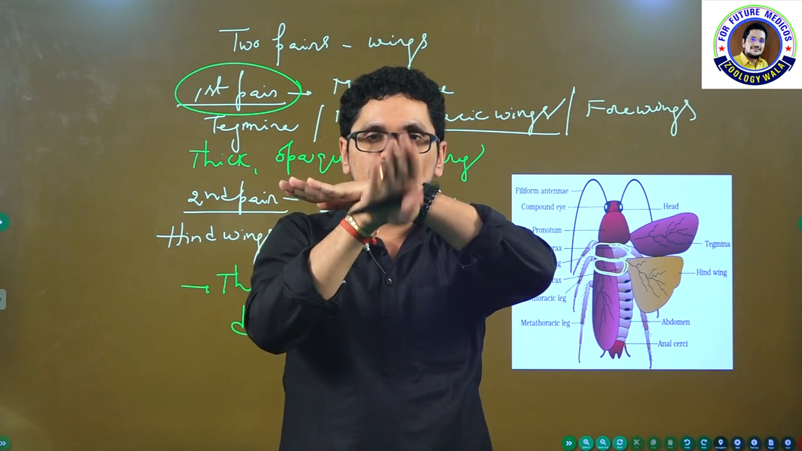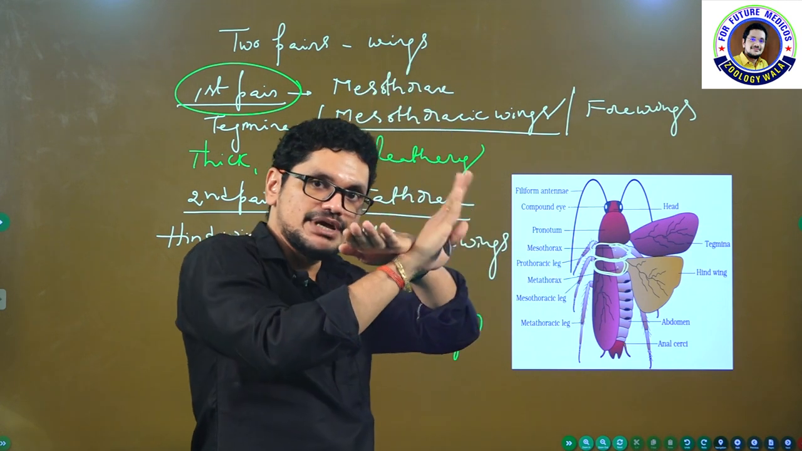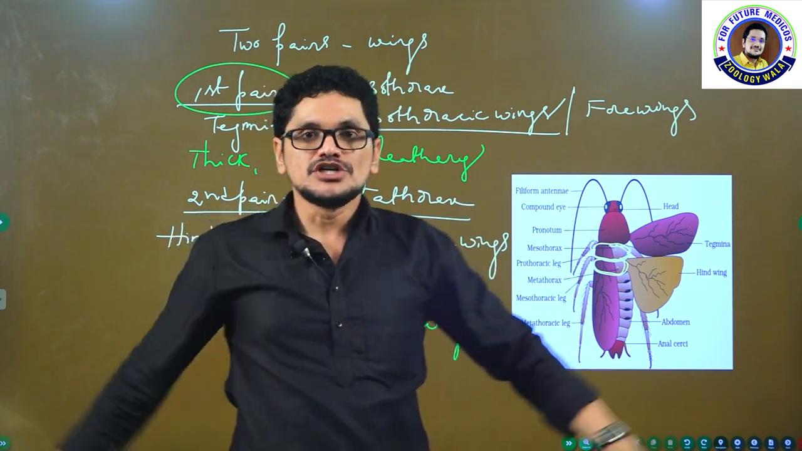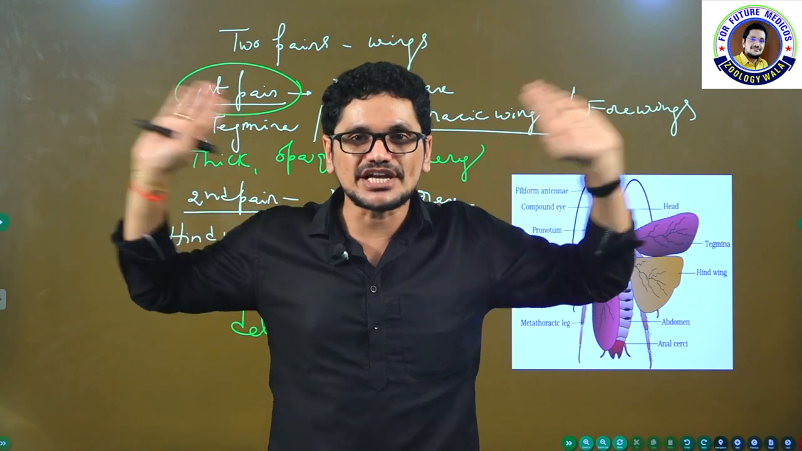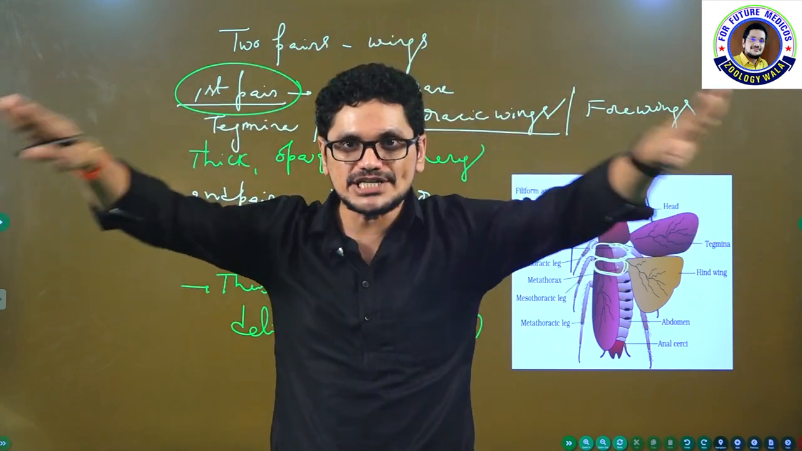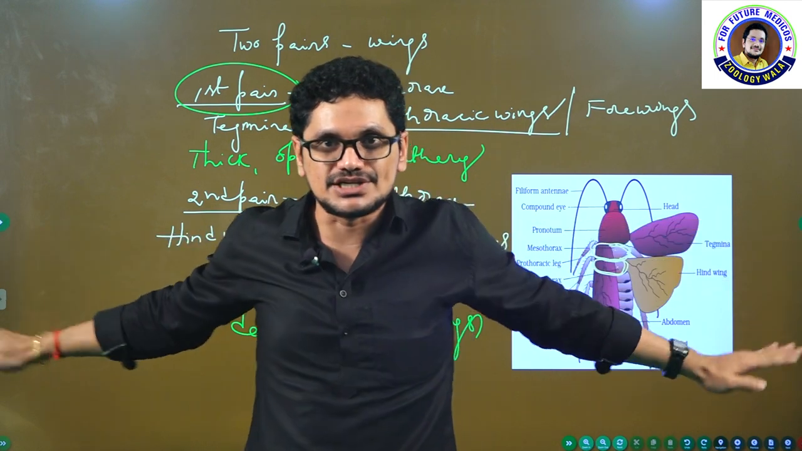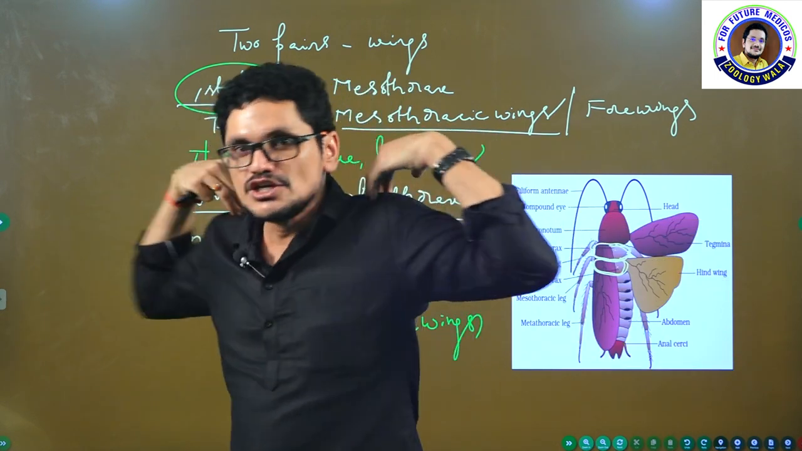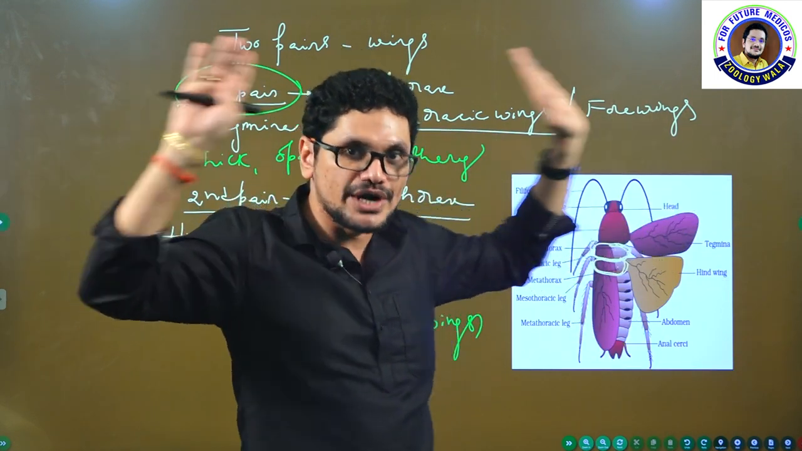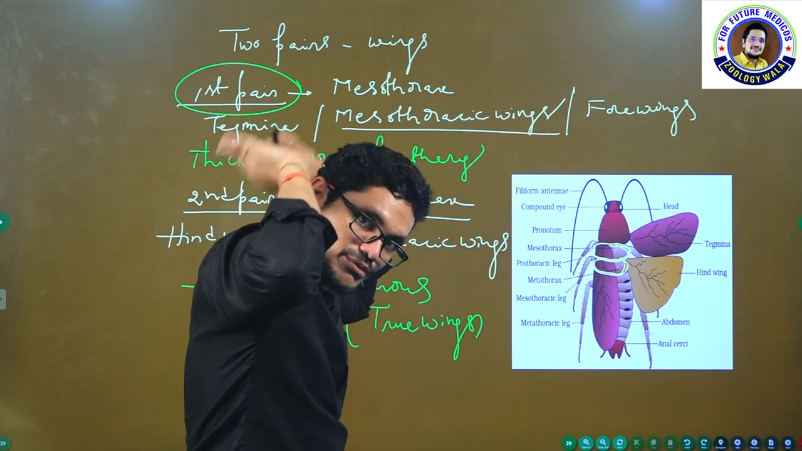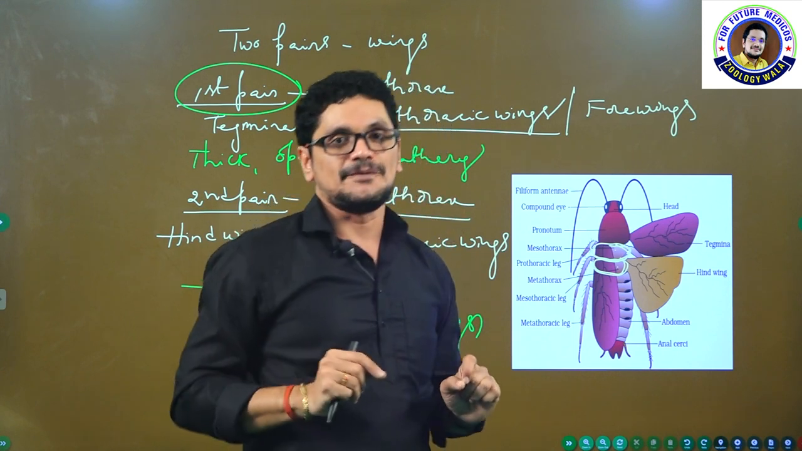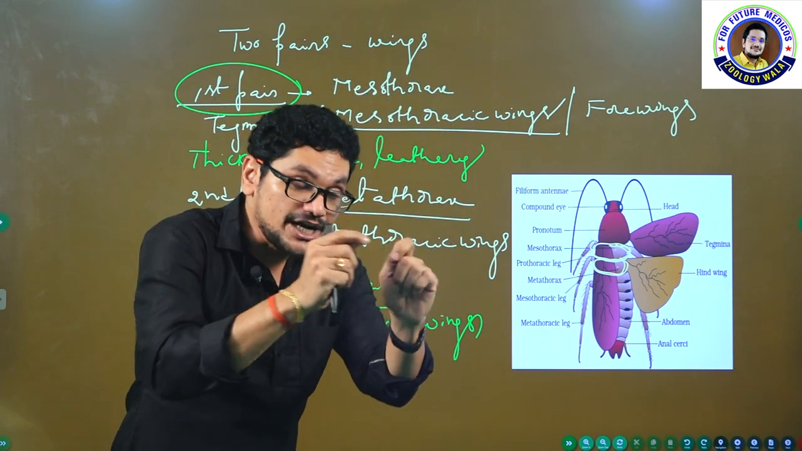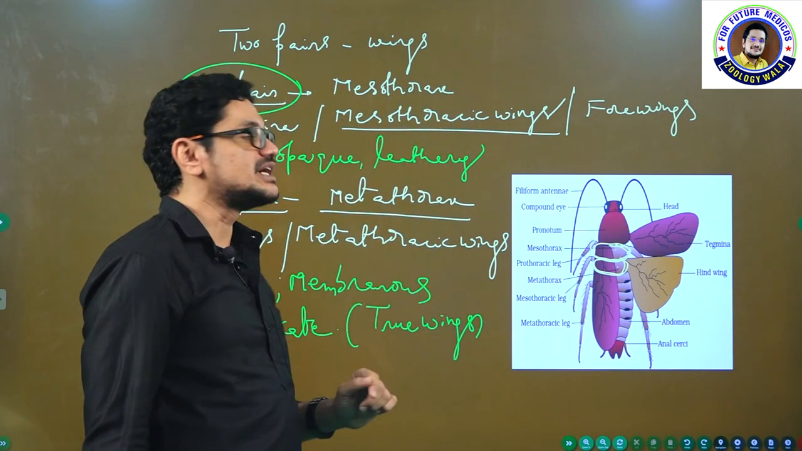Hind wing shows upward and downward movement. The flickering movement will be exhibited by the hind wing. So, imagine now my two hands are nothing but the forewings. The forewings will be kept at right angles to the body like this. Imagine this is the thoracic region. Hind wing shows upward and downward movement. The flickering movements will be there. So, that is the reason why the cockroach is able to fly. Cockroach is able to fly to short distances because of having these wings.